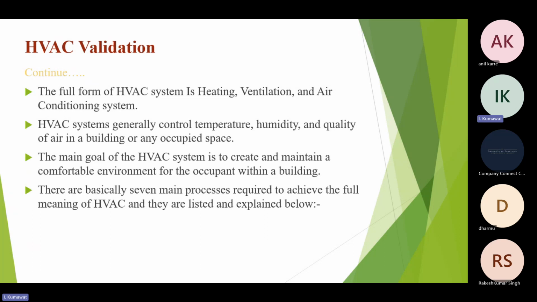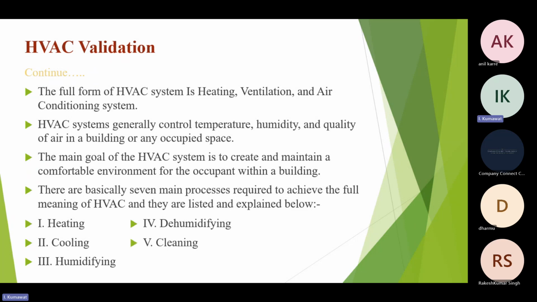So what are the main components? There are seven types of components: heating, where they should have the heating coil; cooling, where they should have the cooling system; humidifying, third; fourth, dehumidifying activities or assemblies; then cleaning and ventilation; and finally air movement.